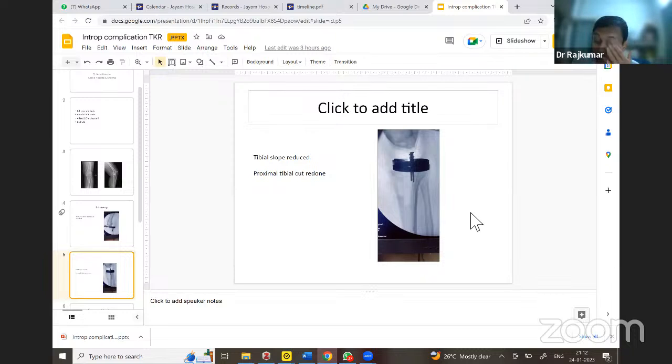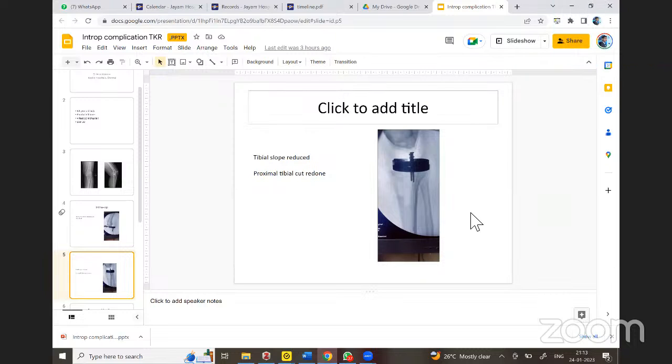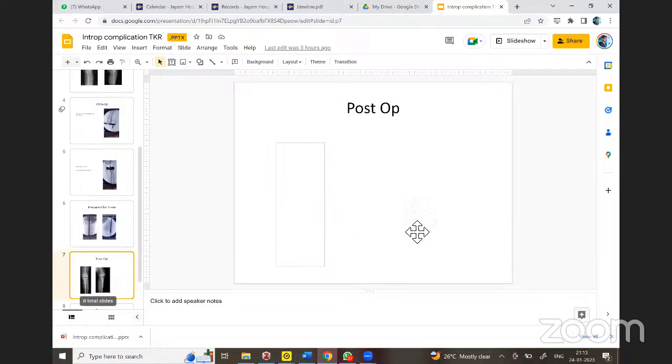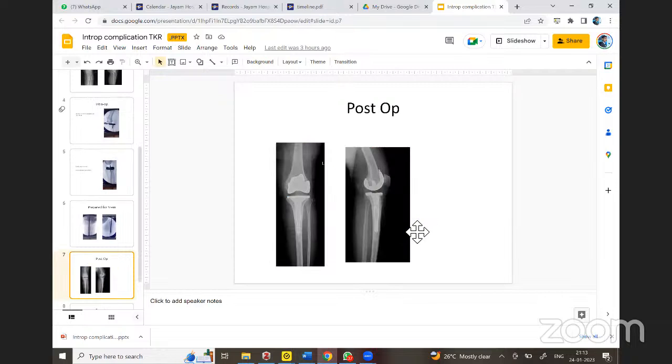But so what did you do? Yeah, so we reduced the slope and took out a little bit more bone anteriorly. And this was the refixed tray. So now you can see the tibial keel preparation is going almost into the canal. But since it went this way, I decided to add a stem also, just to give some additional support. So we put in a short cemented stem for this.